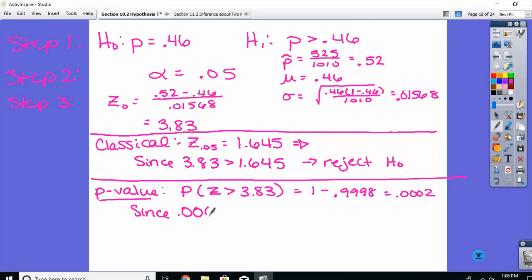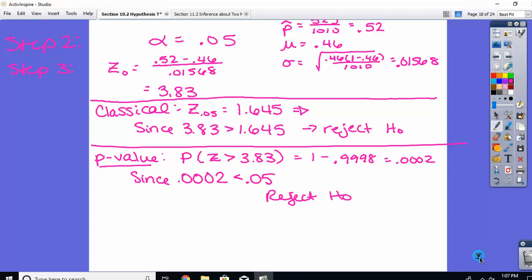So this probability is less than, what was my level of significance in this problem? 0.05. Okay, what that means is if the null hypothesis is true, if the true probability is 0.46, the probability of getting the result we did is 0.02%. So if that's true, this is extremely unlikely. So that would tell me reject the null hypothesis.